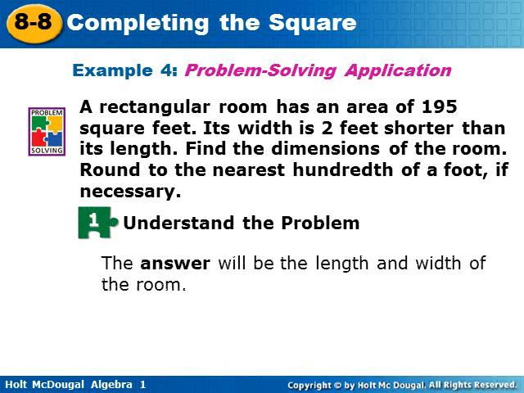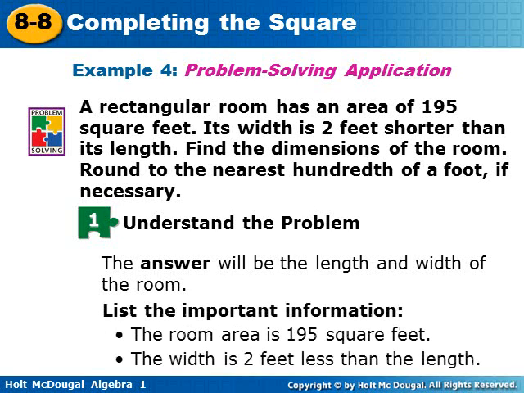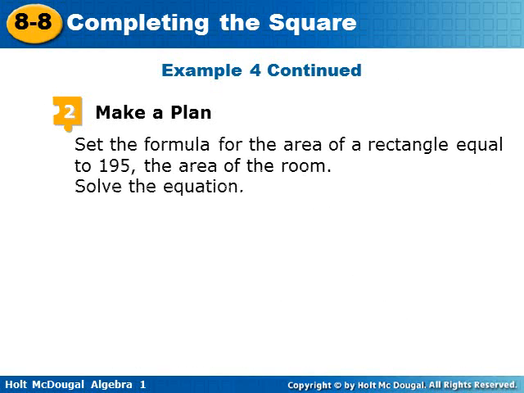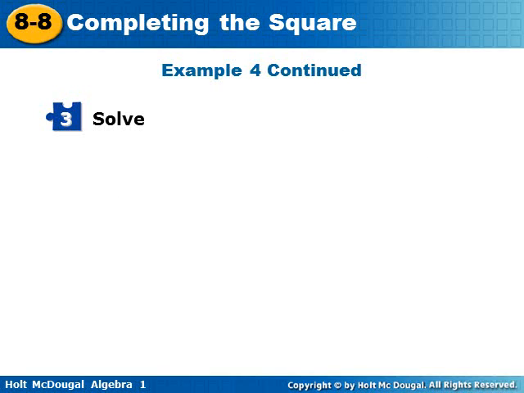So first, to understand the problem, the answer will be the length and width of the room. Important information: the room area is 195 square feet. The width is 2 feet less than the length. The plan is to set the formula for the area of a rectangle equal to 195, which is the area of the room, and then solve the equation.